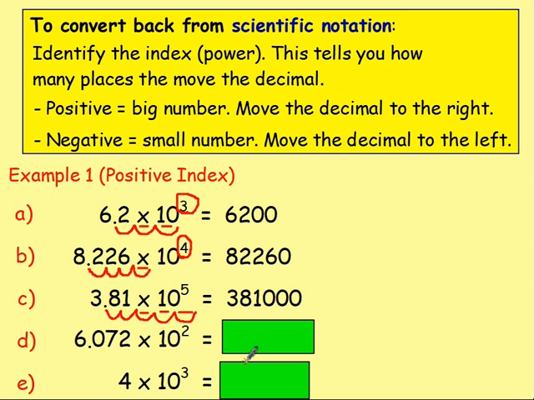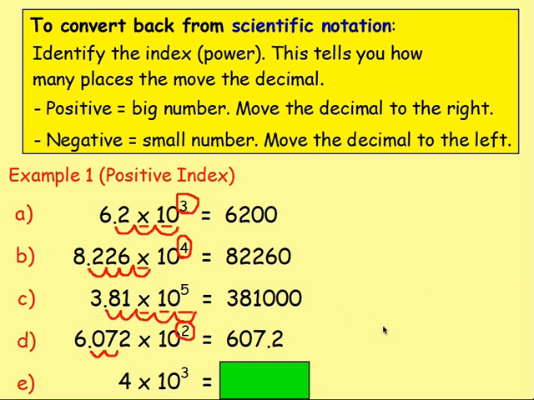6.072 times 10 to the power of 2. Emilio, what do we do? Well, because it's a 2, we move the decimal to the right 2 places. 1, 2, and we stop. We do indeed, yes. Well done, Emilio, which means the decimal has now ended up between the 7 and the 2. So that means we have a 6, then a 0, then a 7. And because the decimal is between the 7 and the 2, we'd have 0.2. We do indeed, yes. We've got 0.2, as you say. Well done, Emilio.